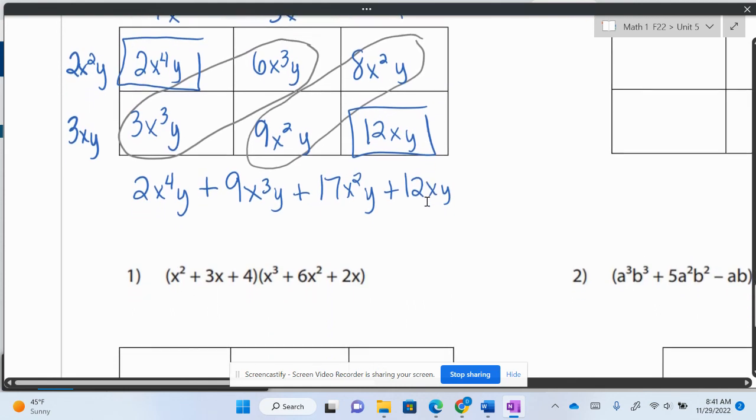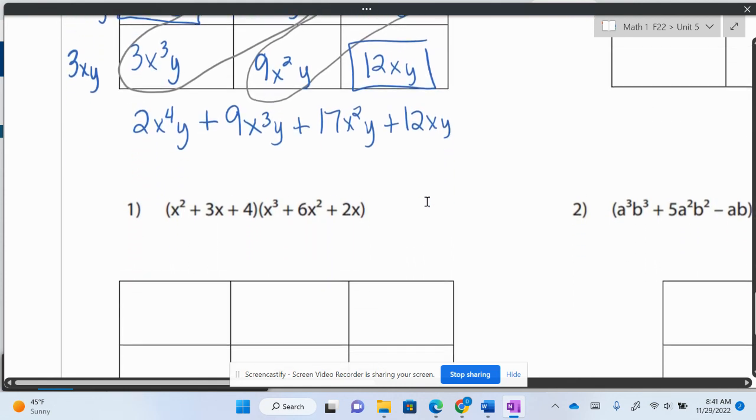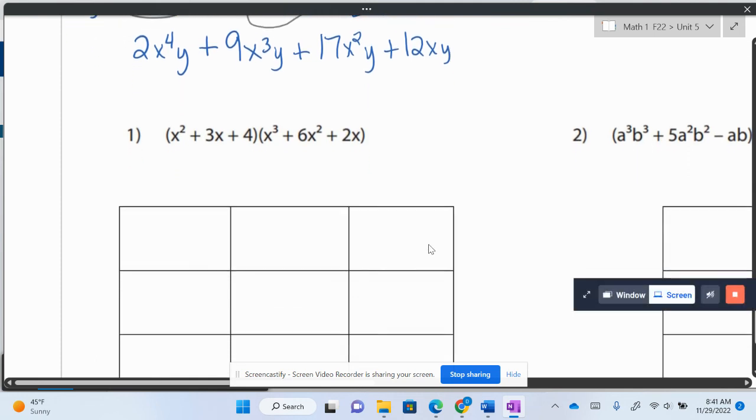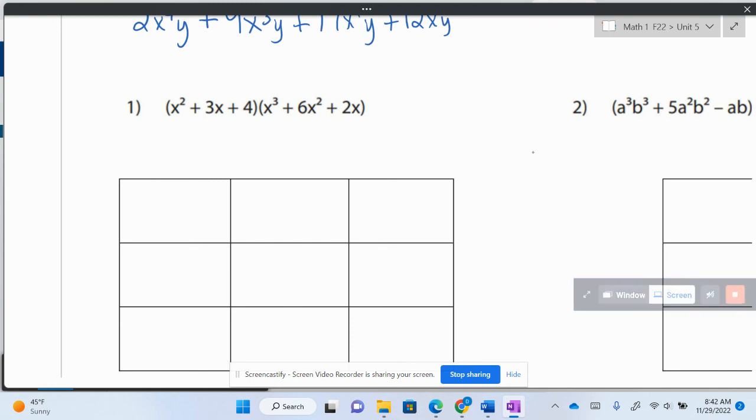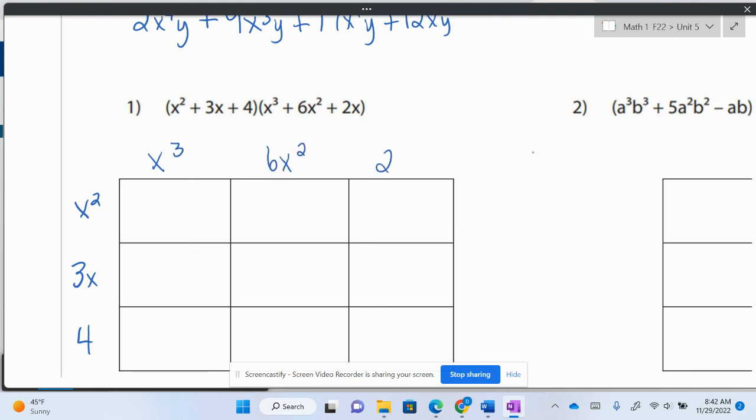Okay, I'm going to go to this last one, this should be your last one, right? A 3 by 3. So we're going to take a trinomial times a trinomial. On the vertical, I have x squared on the outside in the first box, then a positive 3x, and then a positive 4. And then going across the horizontal, I have x cubed, a positive 6x squared, and a positive 2x.